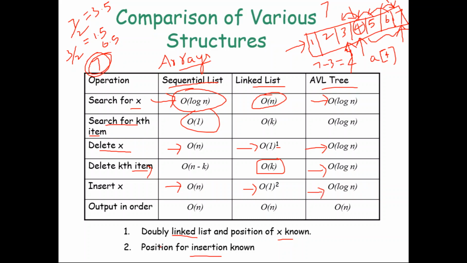Output in order: if you want the output in a particular order, that is, ascending order, then in a sequential list it is order of n, because you want to output every element. In a linked list also it is order of n. In an AVL tree it is also order of n, because every item you want to visit and print, so every node should be visited. So if you see here, for most cases other than output in order, the AVL tree's performance is order of log n. Compared to all these three data structures, the AVL tree performs in a better way. So that's what we are discussing here.